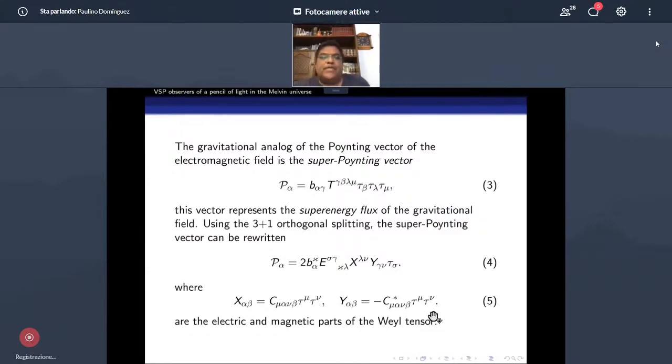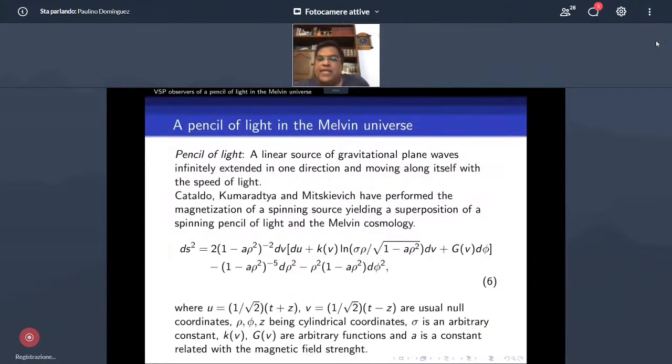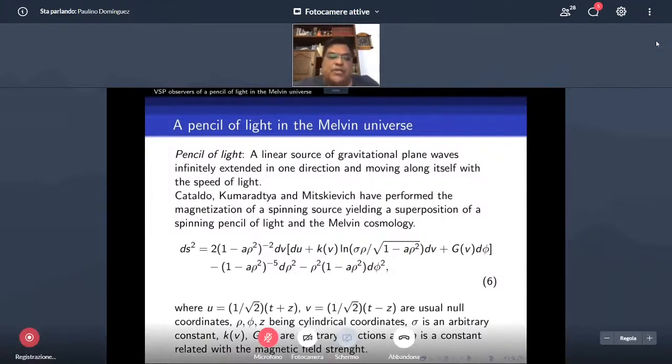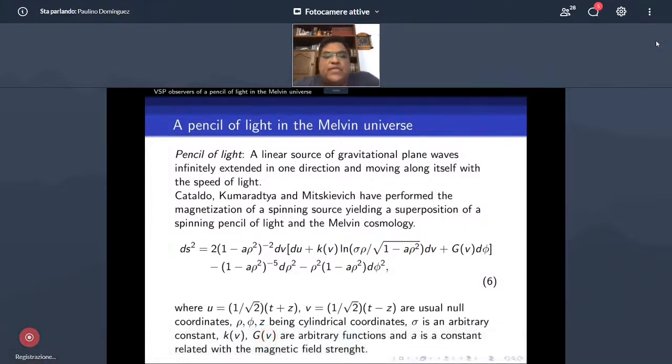So the pencil of light solution. What is a pencil of light? Well, there have been previous works with Perriers and Bonor about the gravitational field of light. And they come to the conclusion that the source of these plane gravitational waves can be a pencil of light. It means, namely, a linear source that propagates at the speed of light and is infinitely extended in one direction. Okay, this is the definition of a pencil of light.